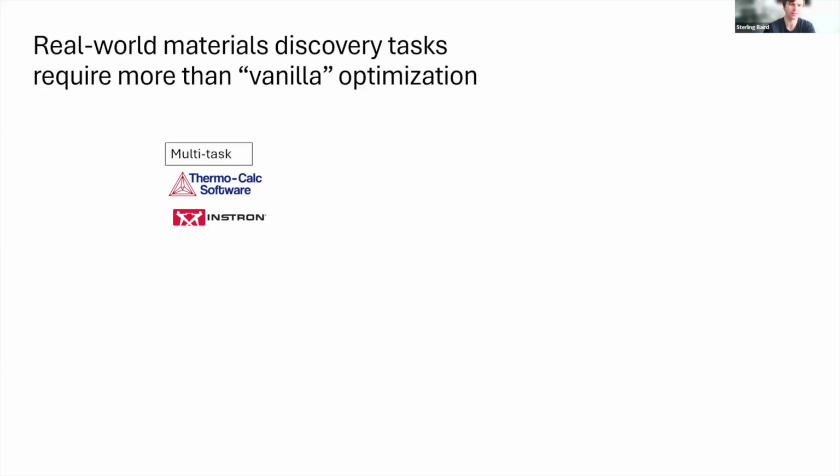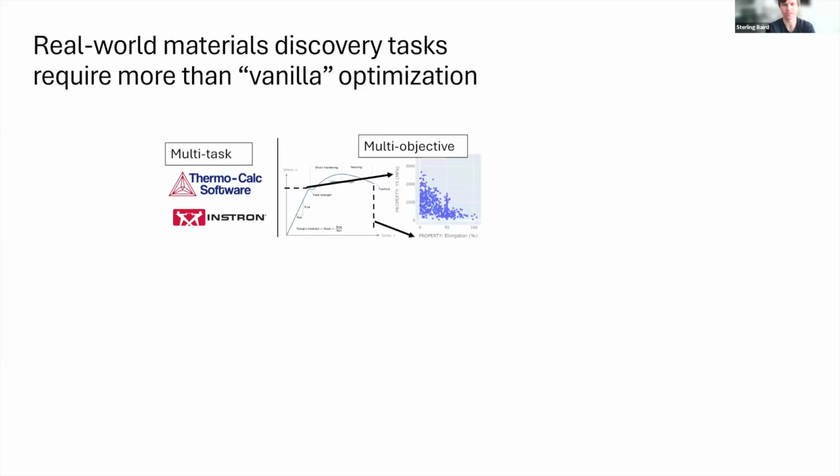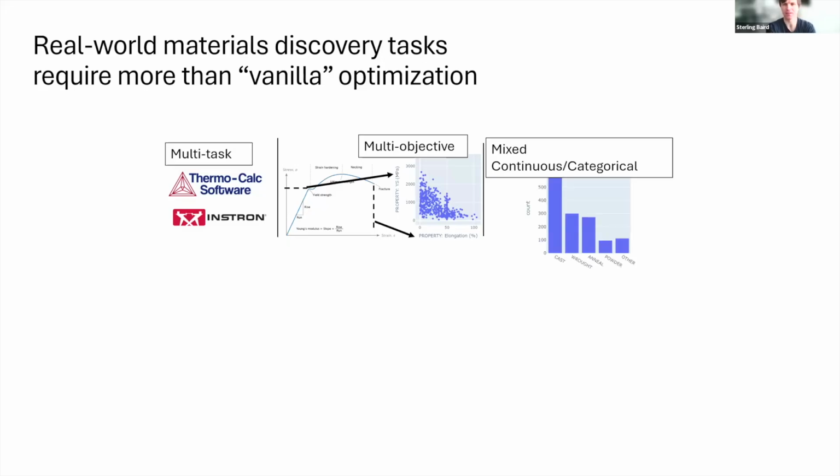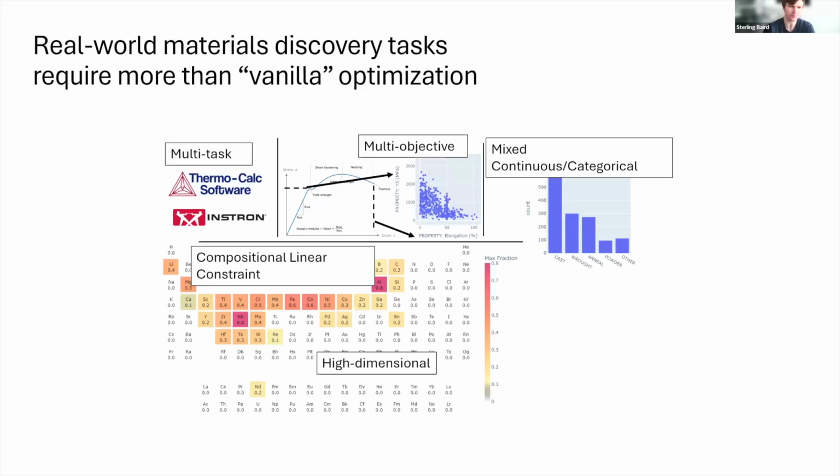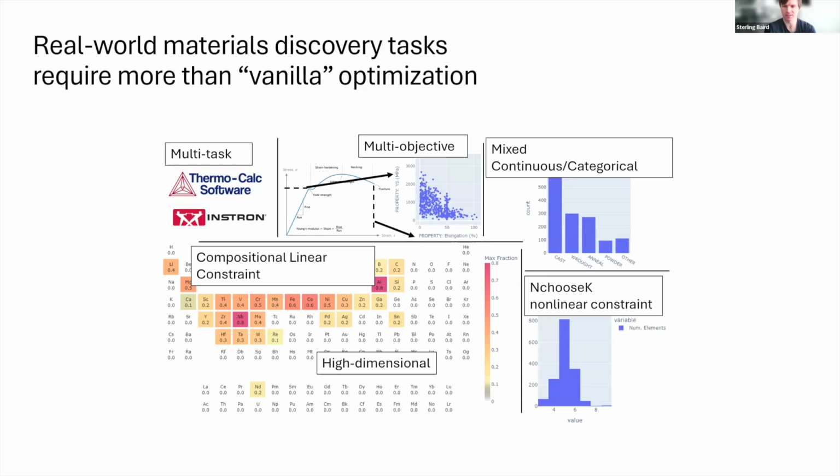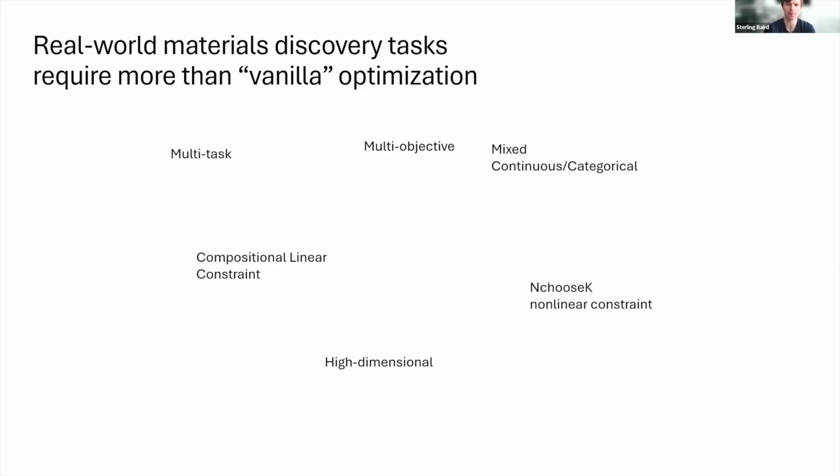So you might have simulations and experiments that you're trying to integrate together. There are always multiple objectives that are at play, a mix of continuous and categorical variables, high dimensionality. Maybe you're dealing with dozens of parameters in a search space, and these linear constraints on your composition. The sum of everything has to equal 1. And then sometimes these nonlinear constraints, like these n choose k ones, you might only have 5 non-zero weighted variables out of your 20 different materials that you could choose from.